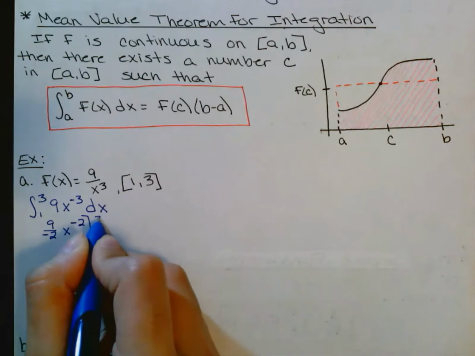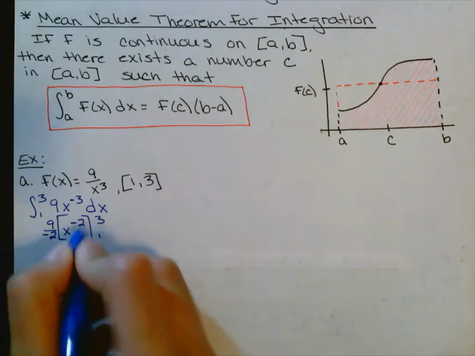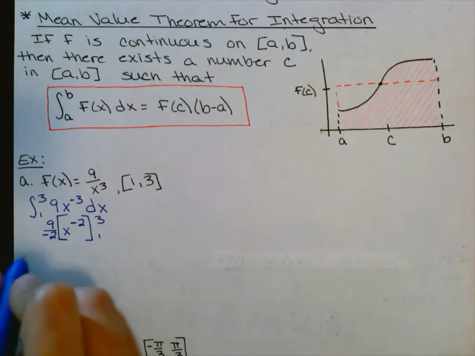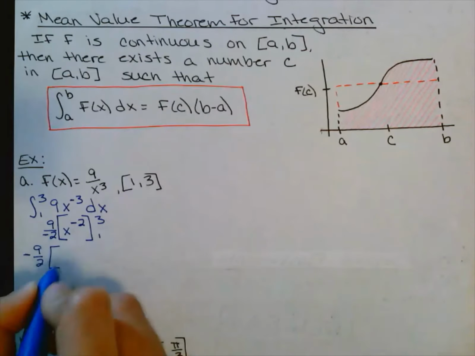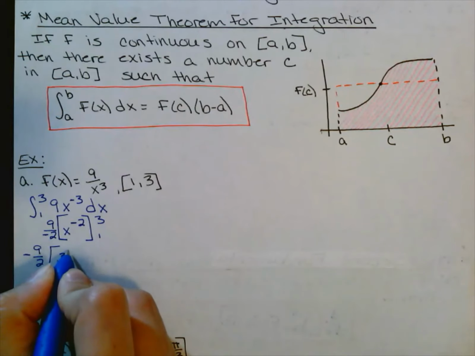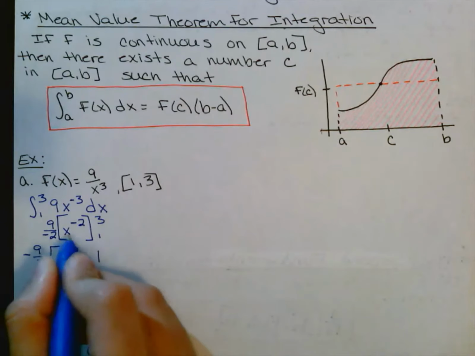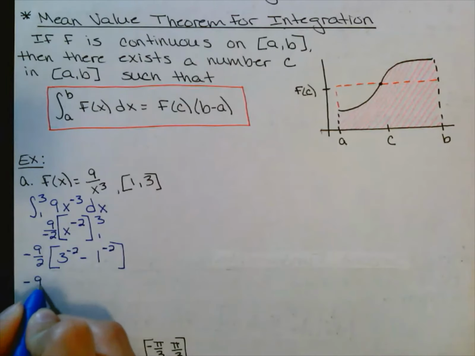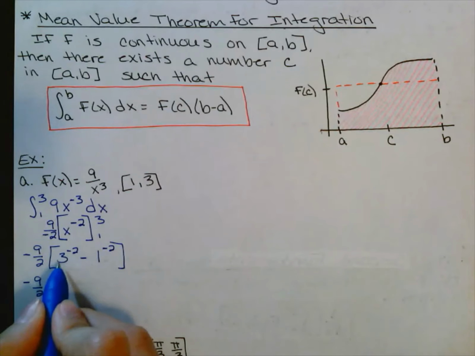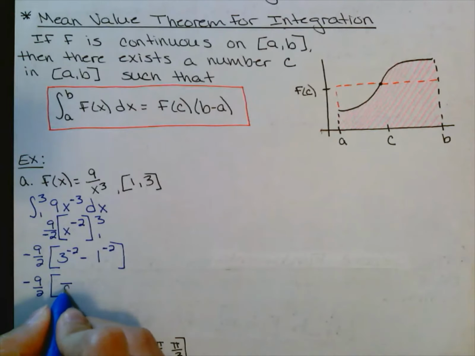The integral from 1 to 3. Remember, you are allowed to put that coefficient on the outside and multiply it to the answer of your f of b minus f of a. So I have negative 9 over 2 times the function at b, so 3 raised to negative 2, minus 1 raised to that negative 2. So negative 9 over 2. 3 to the second power is 9. That is going to get dropped down to the denominator because that exponent is negative.